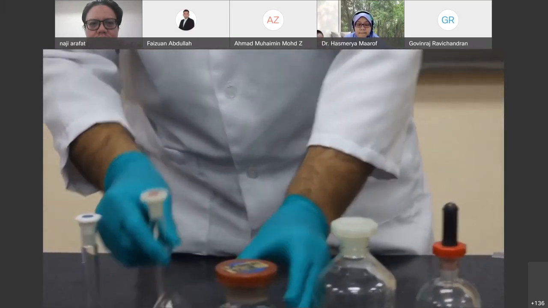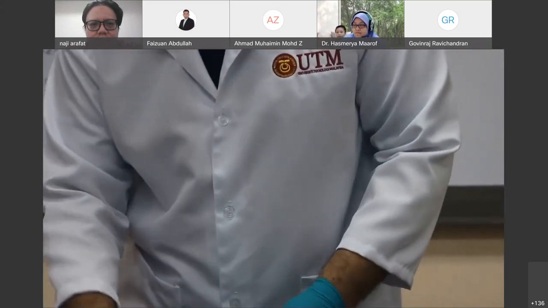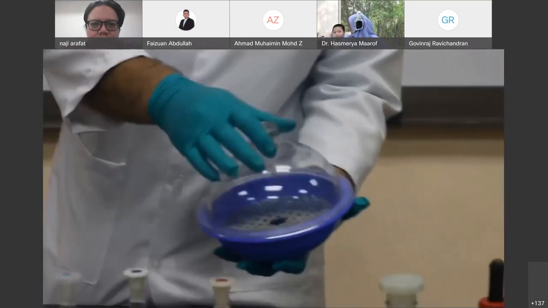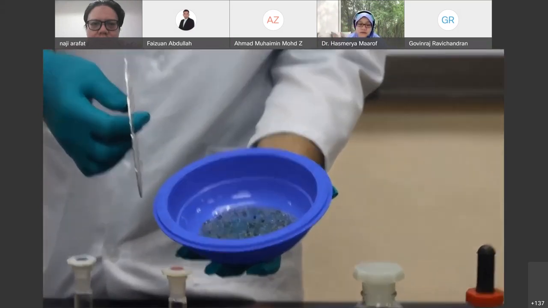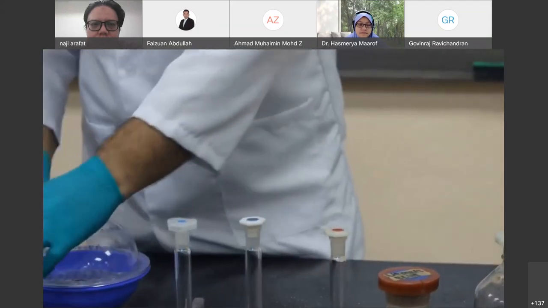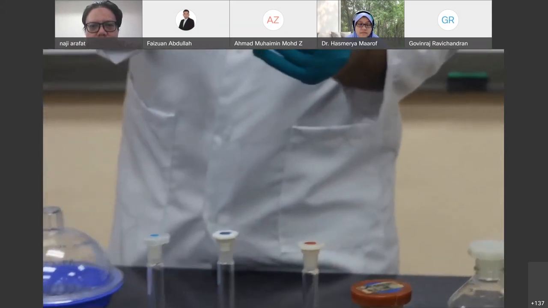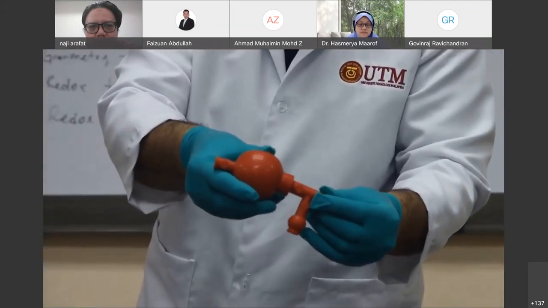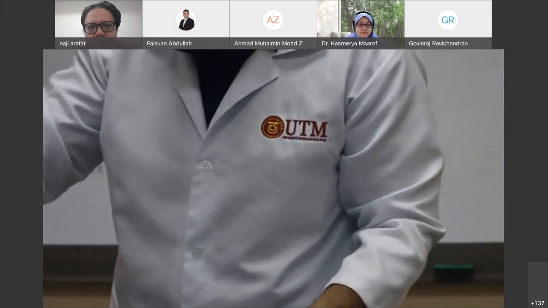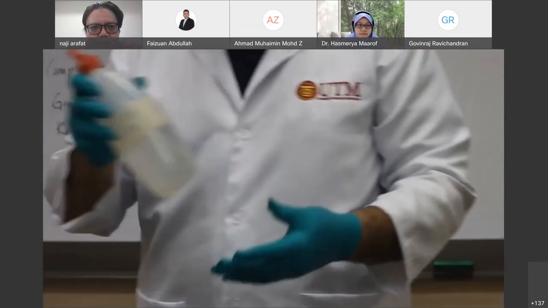litmus papers, several volumetric flasks, a thermometer, sintered glass crucibles, a desiccator with silica in it, beakers and the stirrer, pipette fitting, and the pipette itself, as well as the washing bottles.